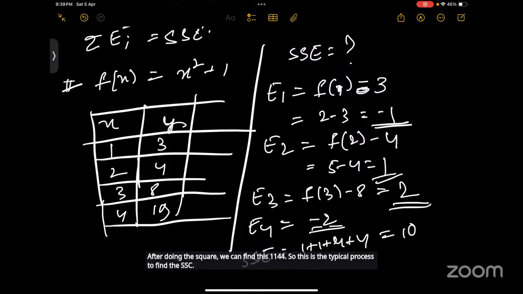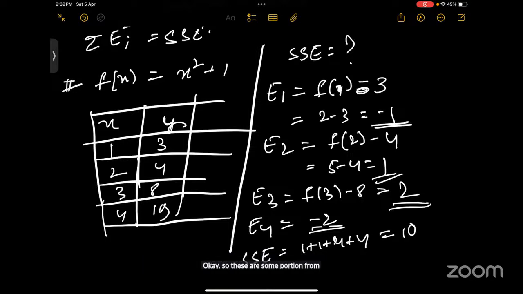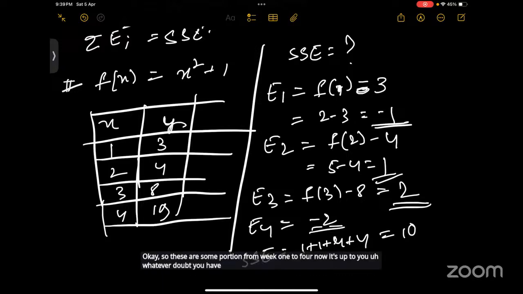Okay, so these are some portion from week 1 to 4. Now it's up to you. Whatever doubt you have, we can now discuss from this portion.